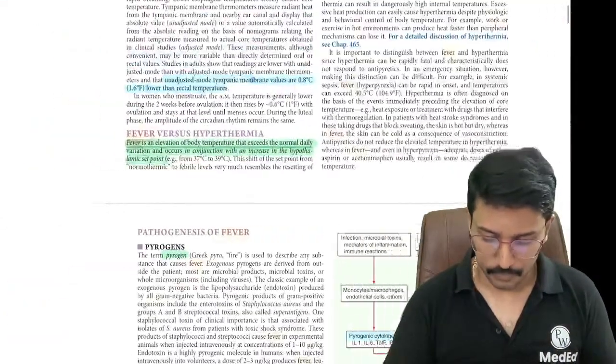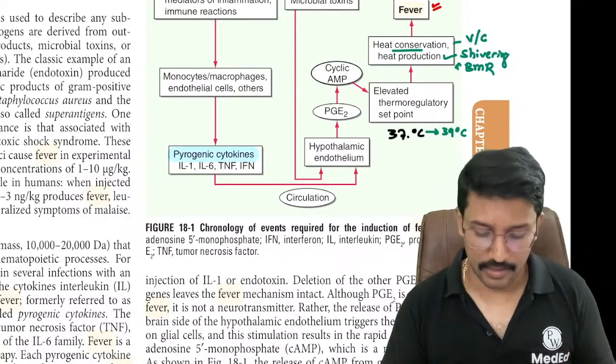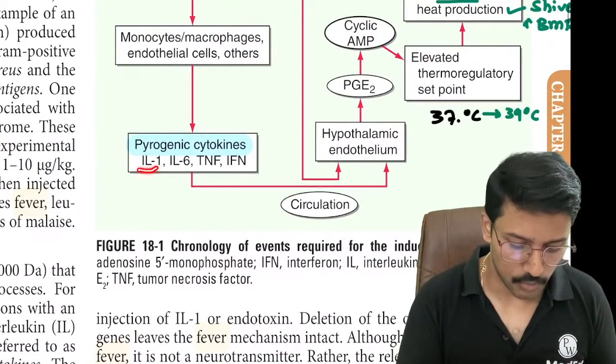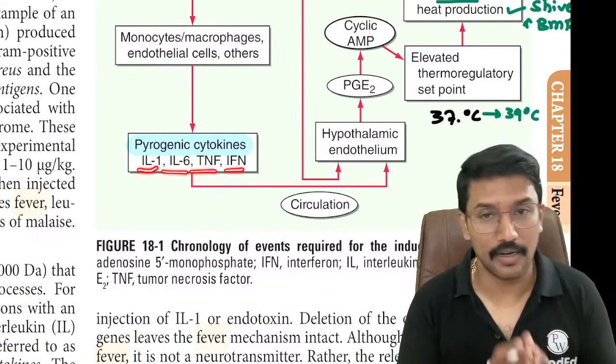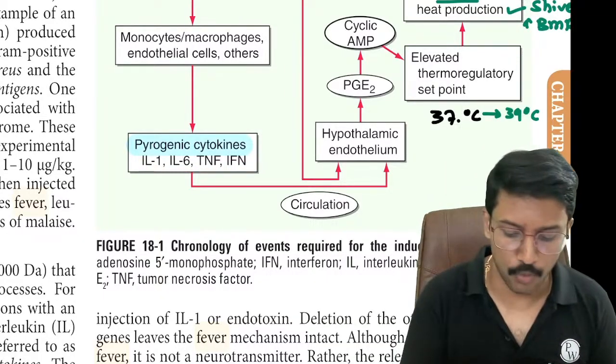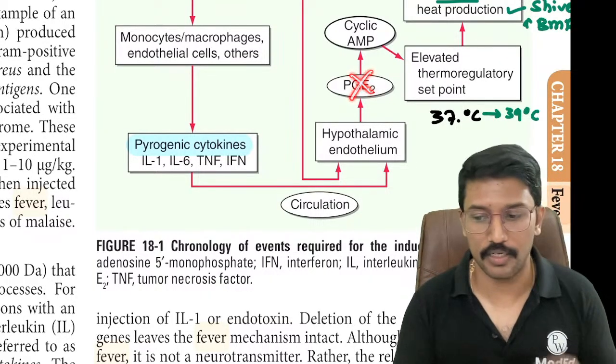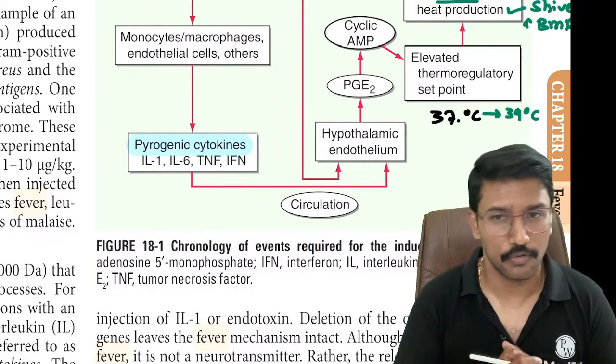In terms of mechanism, the main reason for resetting of the thermostat is the production of inflammatory cytokines like IL-1, IL-6, TNF and IFN, and the mechanism that they follow to reset the thermostat is production of prostaglandin E2, and that is why blocking the prostaglandin E2 production is one way of treating the fever.